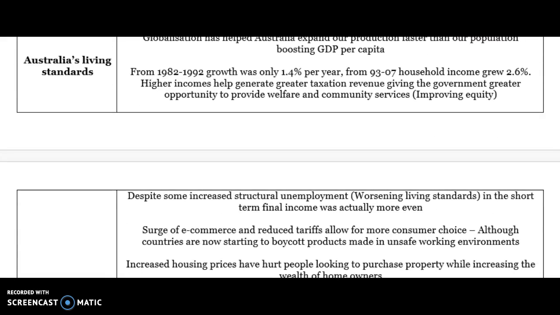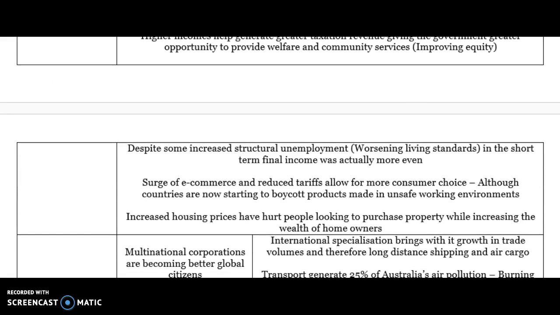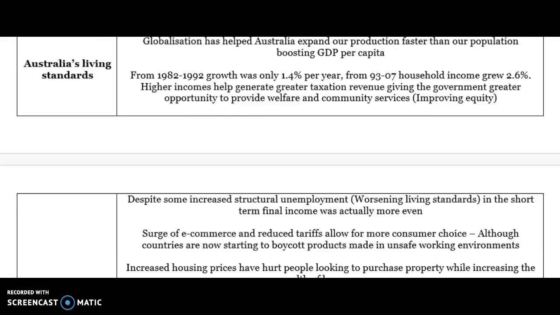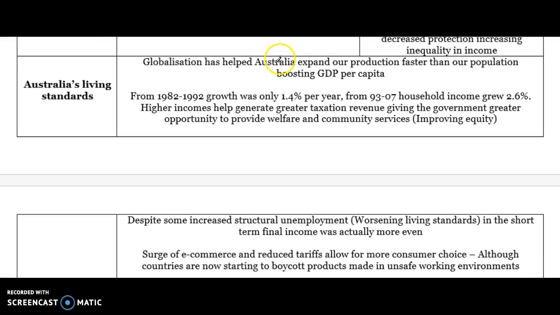In terms of overall living standards, globalisation has helped. Globalisation has helped Australia. It's boosted our production at a faster rate, and that's because we have specialised in areas of comparative advantage. So overall, our economy has grown at a much faster rate. The government has been able to generate increased taxation revenue and therefore use that money to provide welfare and community services. So despite the fact there's been structural unemployment in some industries in the short term, overall our living standards have improved, overall prices have gone down and incomes per capita have increased.